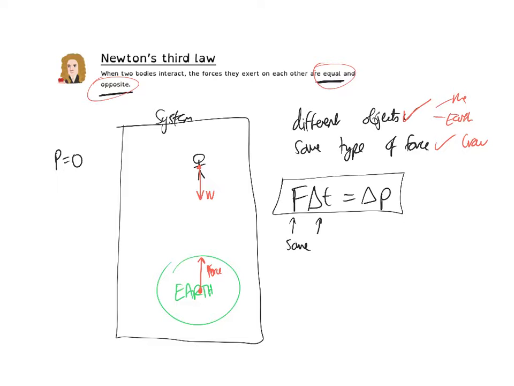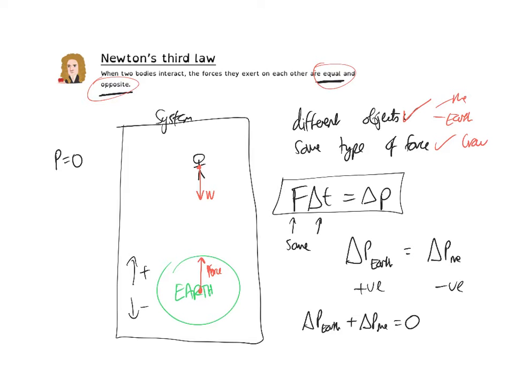Therefore, the change in momentum for the Earth is going to equal the change in momentum of me. The only thing that's going to be different is the direction. One's going to be positive, one's going to be negative. So positive for the Earth, negative for me. That means upwards is positive, downwards is negative. If we add those two together, since they're going to be equal size but opposite signs, well, you guessed it, we're going to get zero. And that is really good news because up here, remember we said the momentum before was zero, and we've just proven that the momentum afterwards is also zero. Nice.